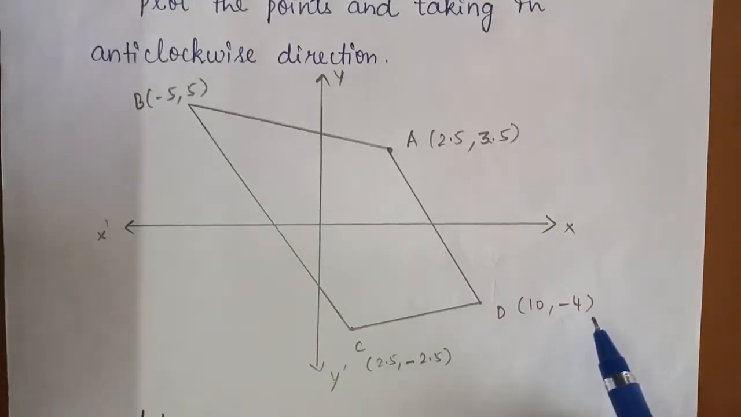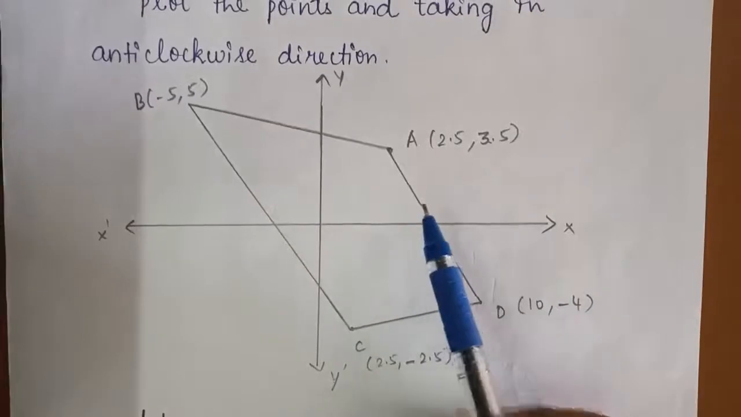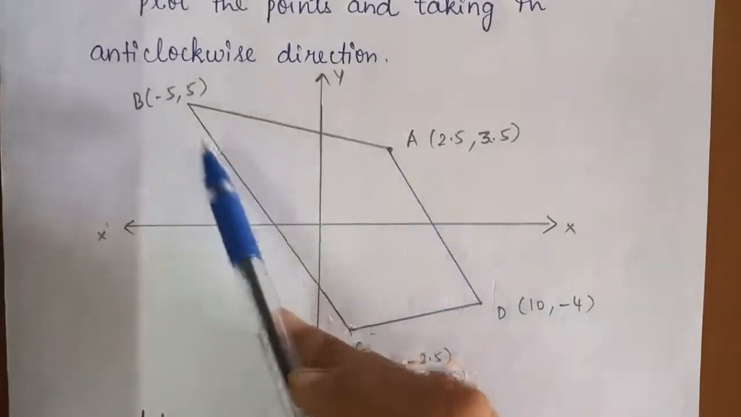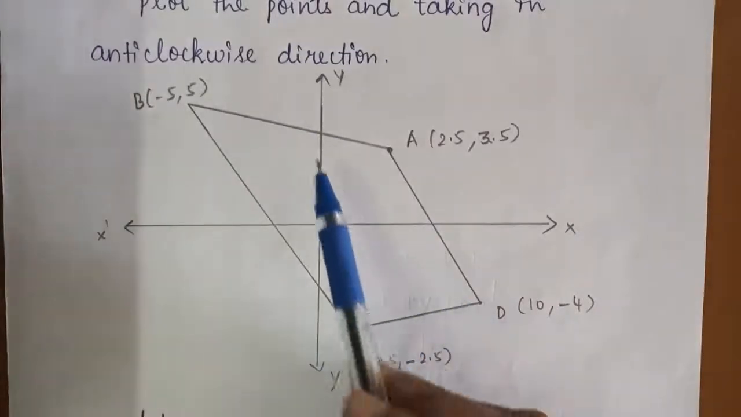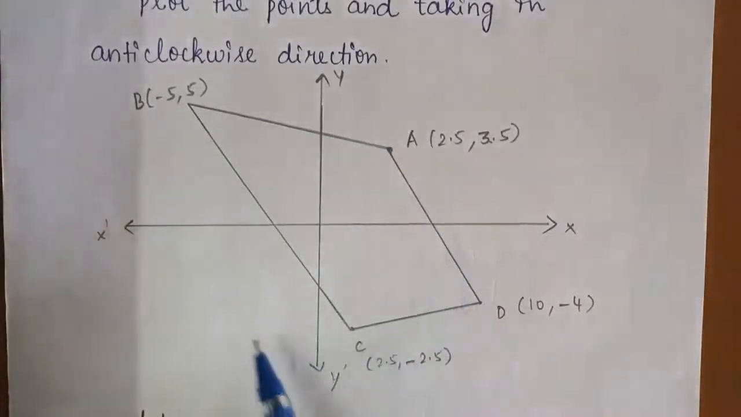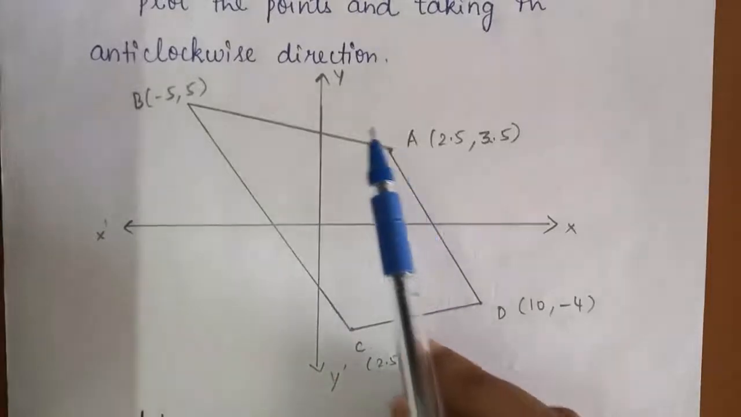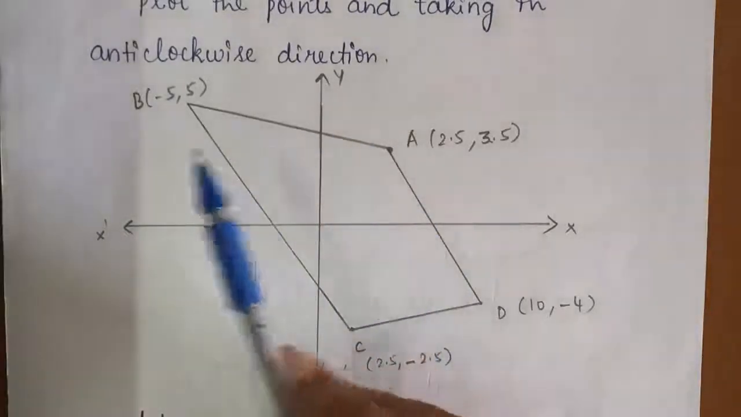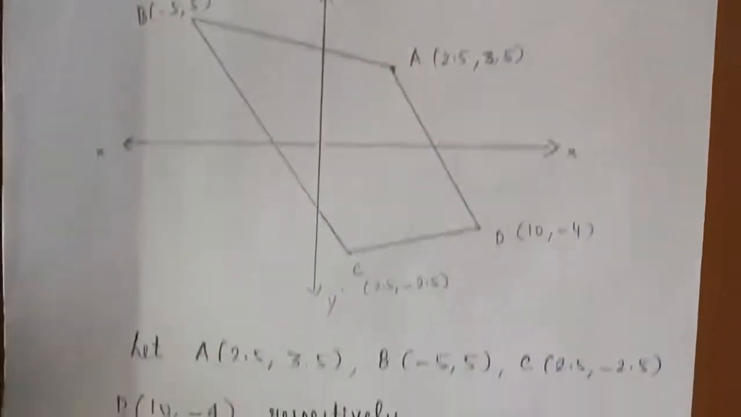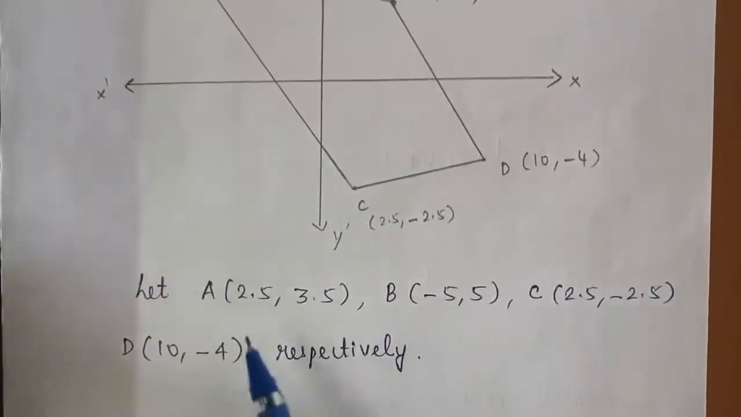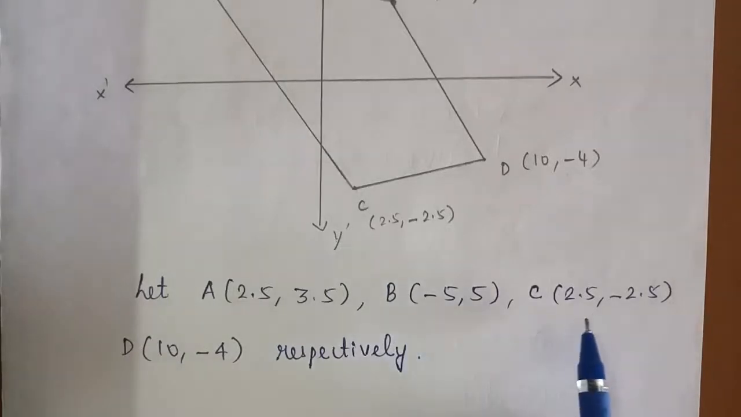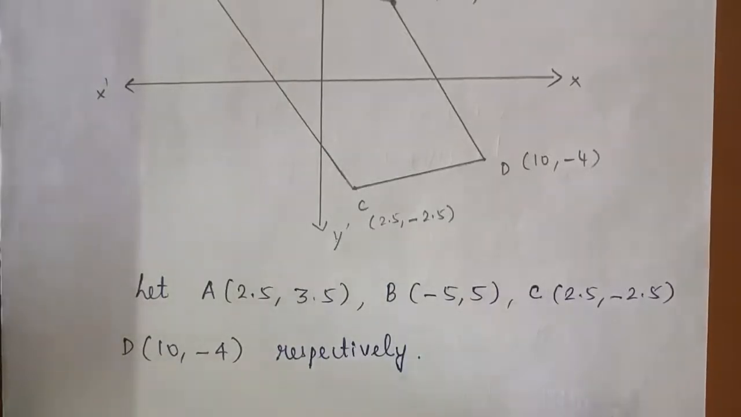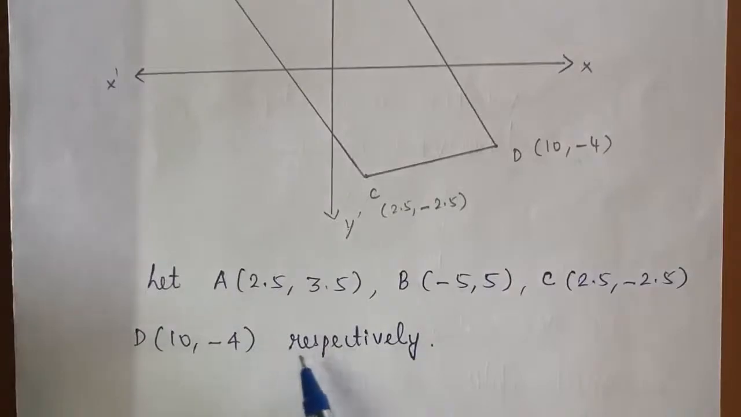You just draw it roughly and then take the points A, B, C, D in an anti-clockwise direction, because the clockwise direction, you know, is the direction in which a clock moves. So we are taking the points in an anti-clockwise direction A, B, C, D. So let A of minus 2.5 comma 3.5, B of minus 5 comma 5, C of 2.5 comma minus 2.5 and D of 10 comma minus 4 respectively.